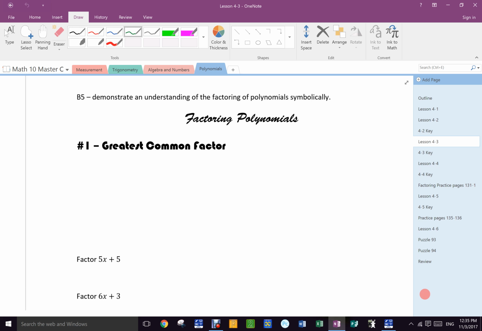This is the first form of factoring polynomials that we are going to use.